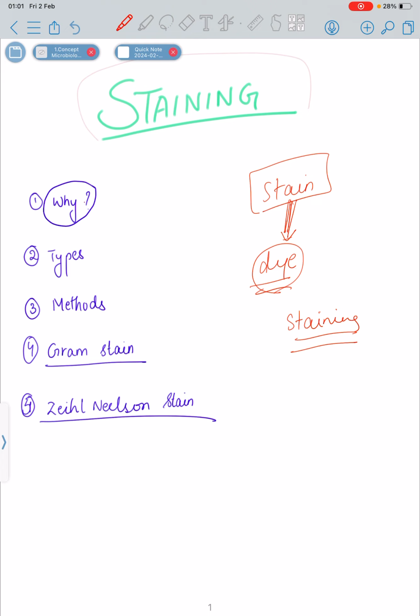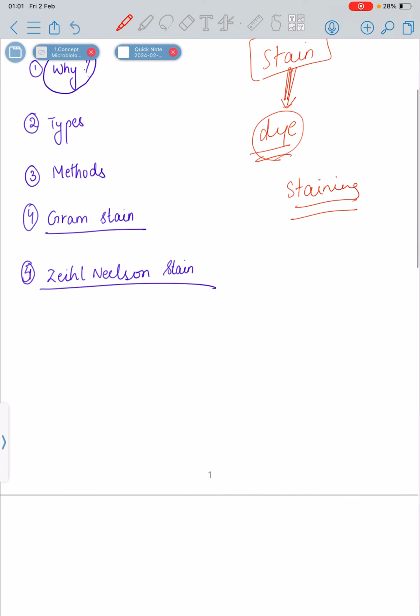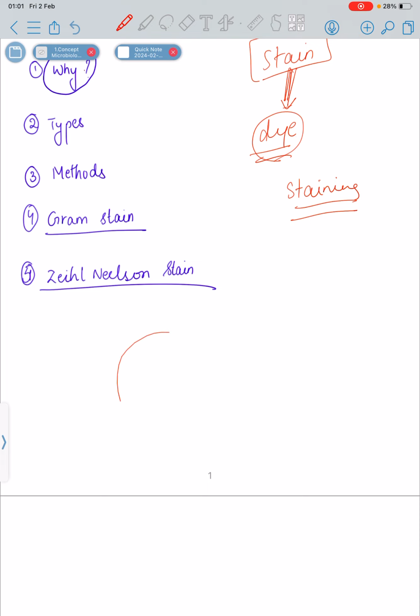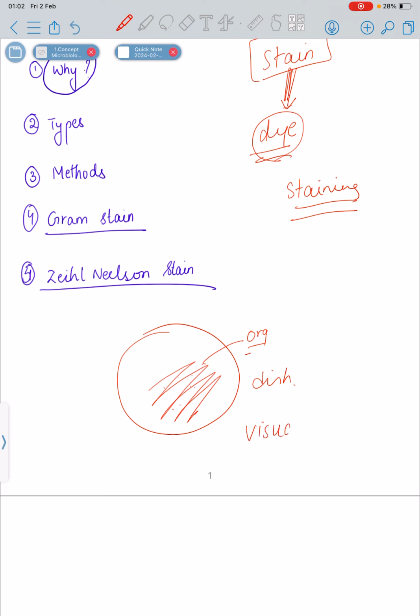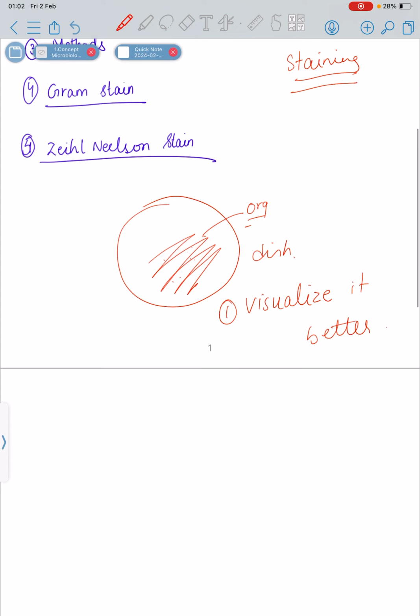Okay, so why is it important? For example, if this is any dish and we have smeared some organisms and we want to see them clearly, then we need to put some stain so as to visualize them better.